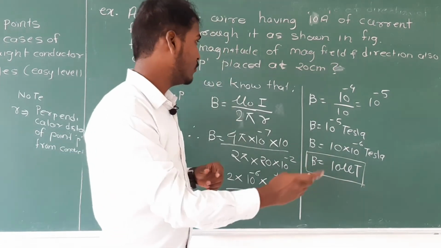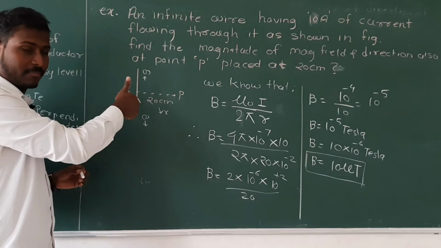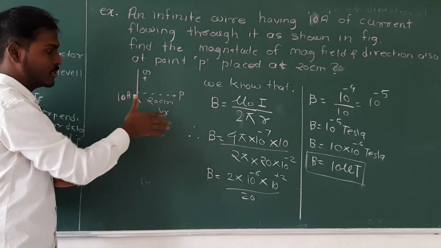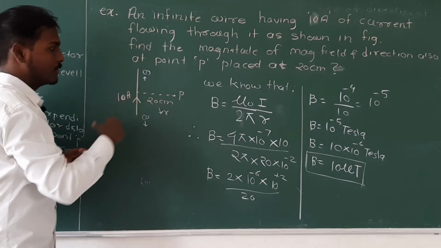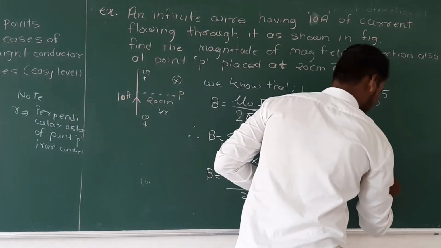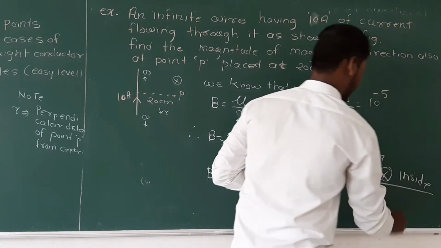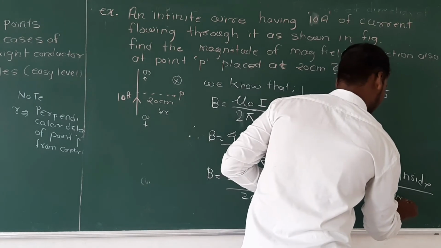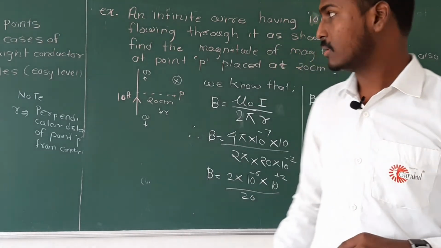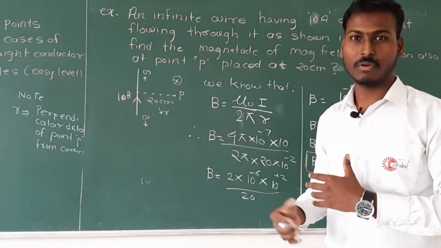Now for direction, see here, the thumb will go in the upside direction. Point P is in this region, so you can see here the magnetic field is going inside. The direction is inside. That's it. I hope you got the point. Just note it down. After that we will go for the second easy question.